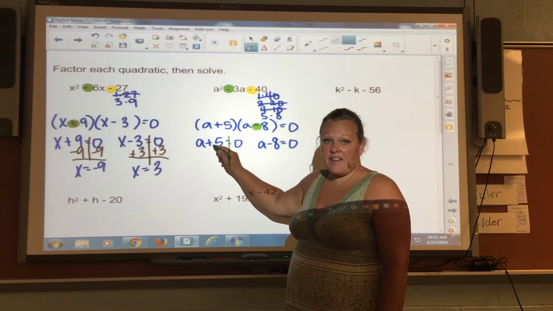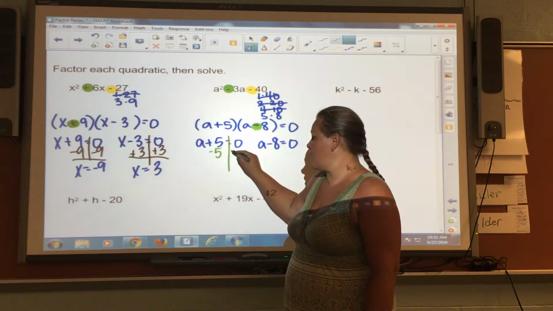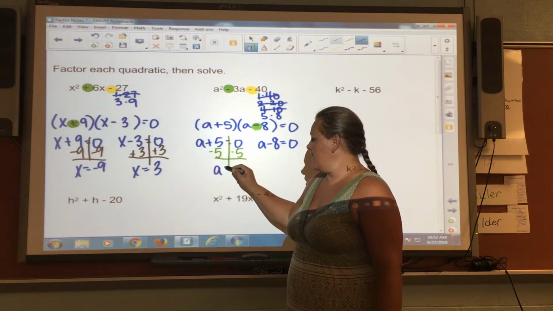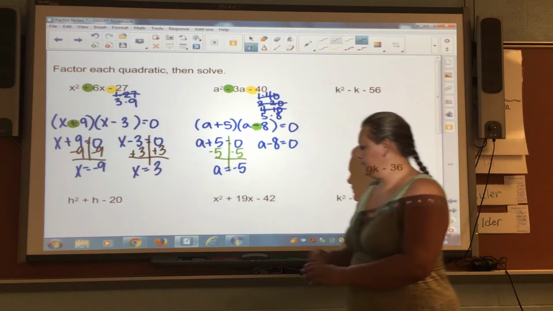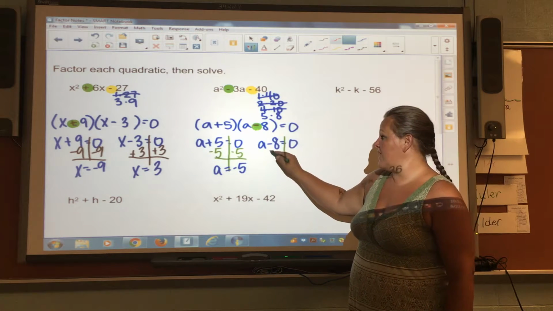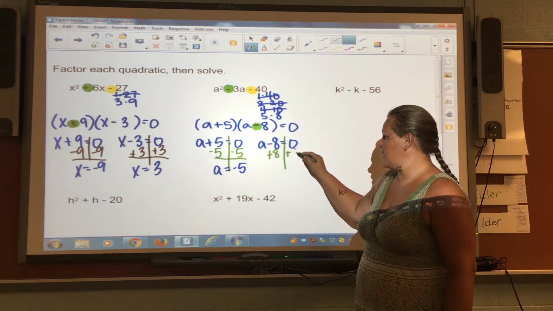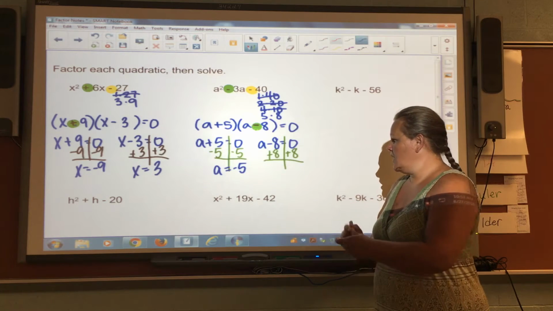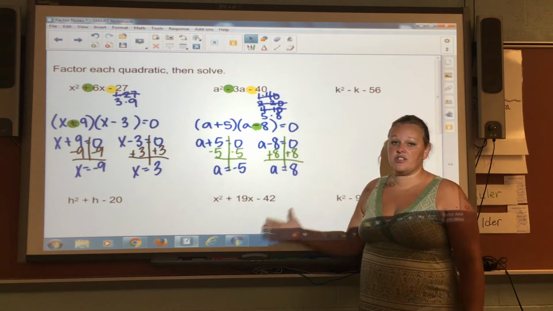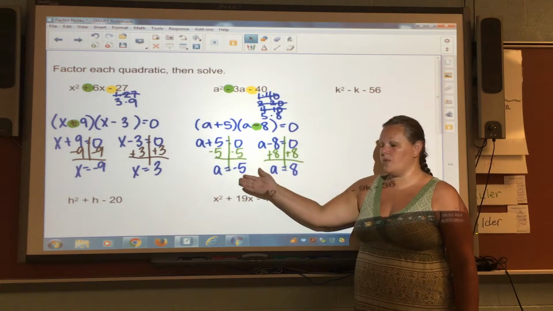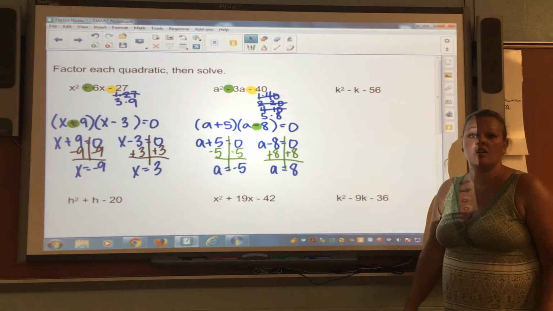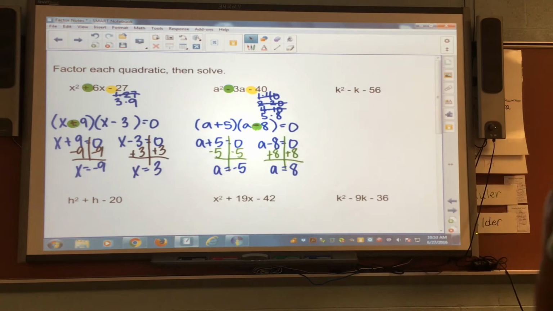The opposite of adding 5 is to subtract 5 from both sides. And I get a is equal to negative 5. And the opposite of subtracting 8 is to add 8 to both sides. And I get a is equal to 8. So our two solutions to this quadratic would be negative 5 or 8. So write this last one down and try to solve it.